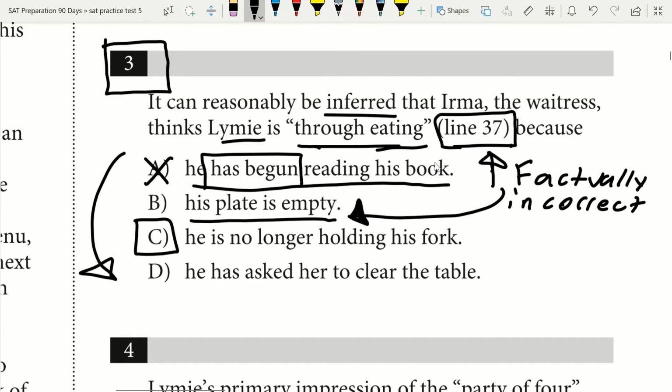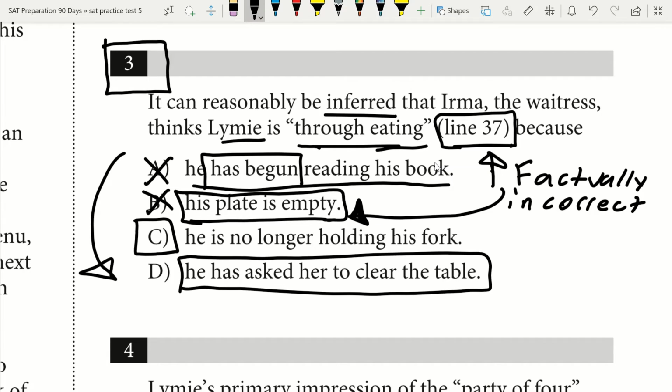Because his plate is not empty, he wants to hold on to his plate. He does not want her to take it. Therefore, his plate is not empty, right? Nowhere does it say his plate is empty. Therefore, incorrect. Okay, option D, he has asked her to clear the table. Once again, that is not contained in the passage, therefore that is going to be wrong. Okay, he never asks her to clear the table. So the correct answer here is going to be C for this inference question.